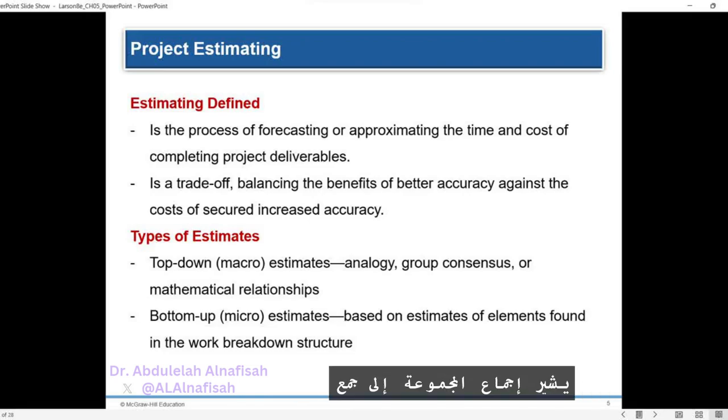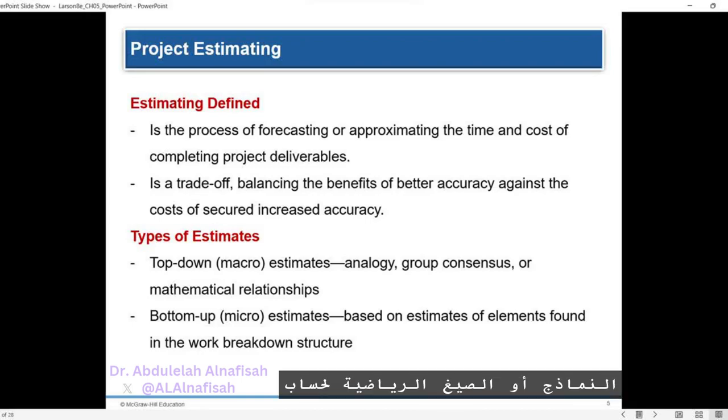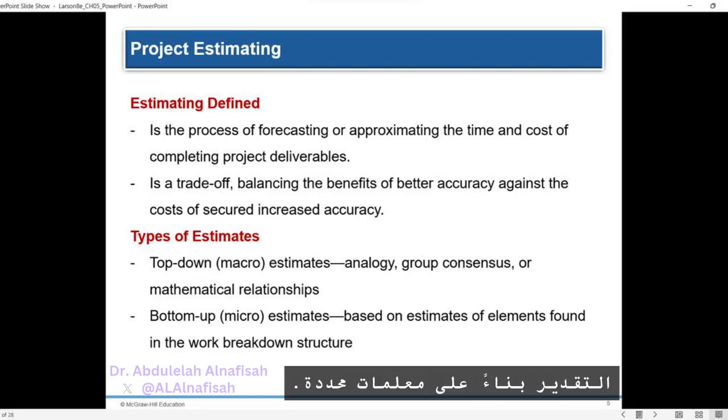Group consensus refers to gathering input and opinions from a group of experts or stakeholders to arrive at an estimate. Mathematical relationships involve using mathematical models or formulas to calculate the estimate based on specific parameters.